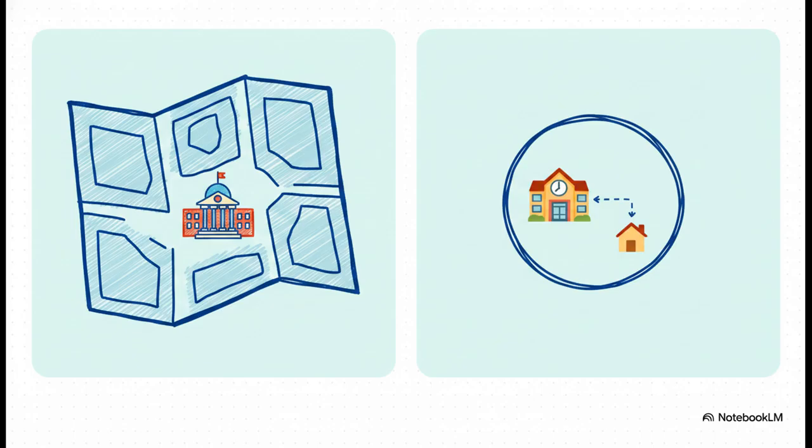Listen closely. You can buy a house deep inside a district boundary, but still be completely outside the attendance boundary for the specific school you wanted. Living in a district never guarantees a specific school assignment.